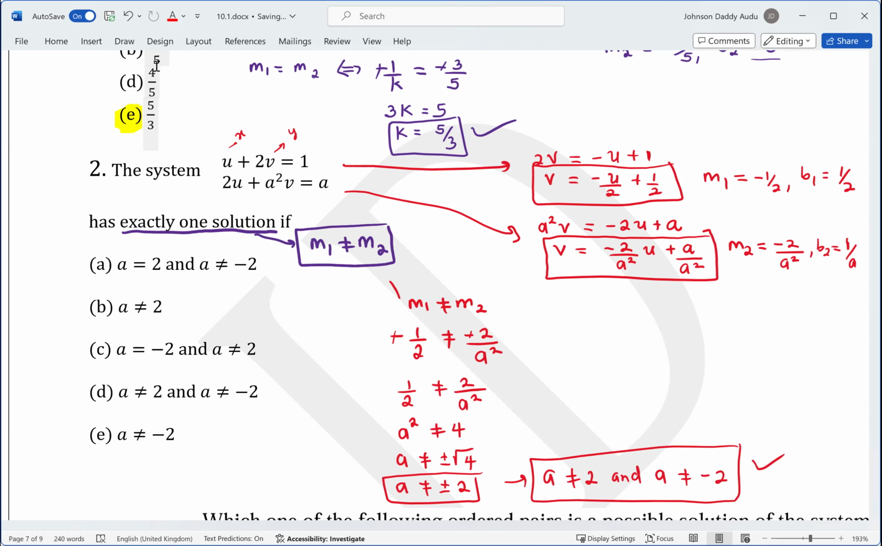So we see, we just use that the slopes are different. That is enough. Remember, exactly one solution is the same thing as saying one solution is the same thing as saying independent system.